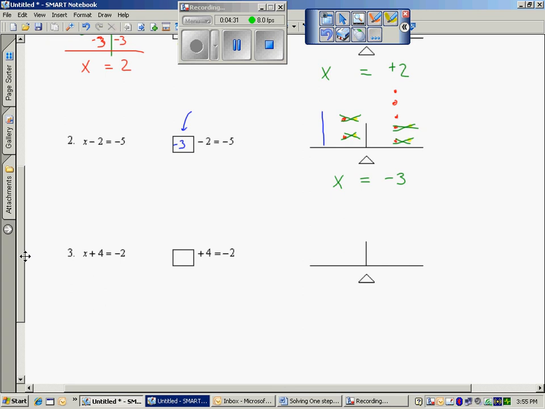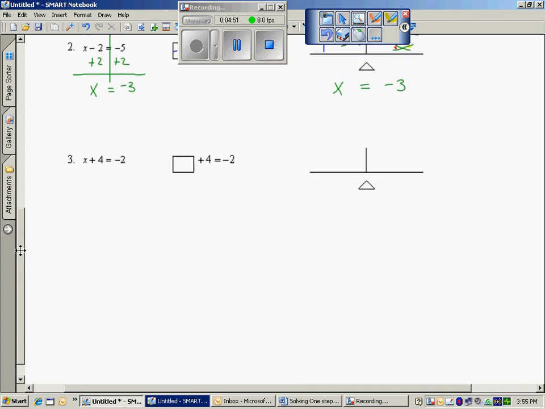Solving it algebraically, on the left-hand side of the equal sign, I want x alone. I need to add 2, or the opposite of minus, or subtract 2. I add 2 to the right to balance. Left-hand side is x equals, if I'm $5 in the hole and I get $2, I'm still in the hole, $3.